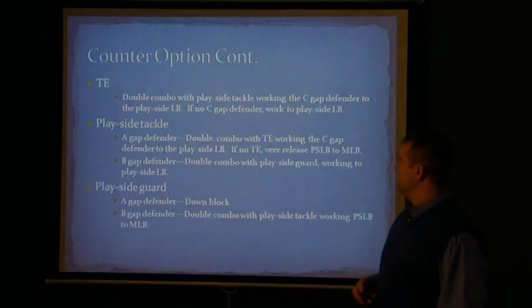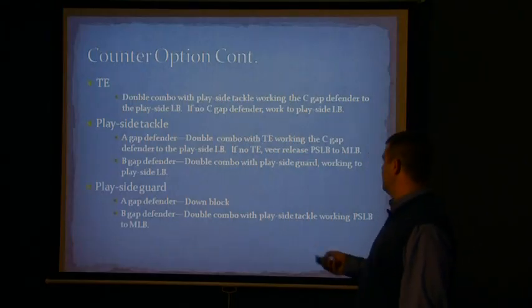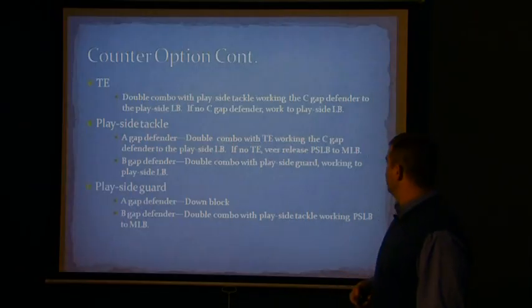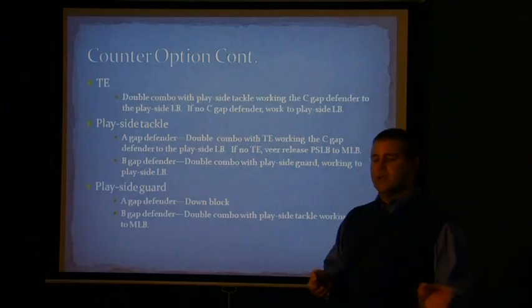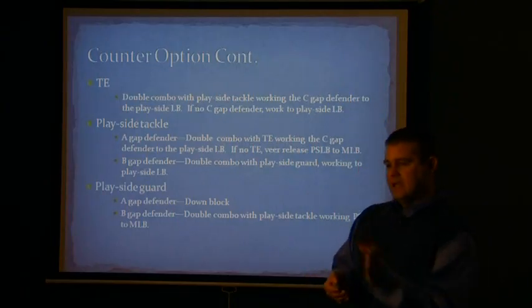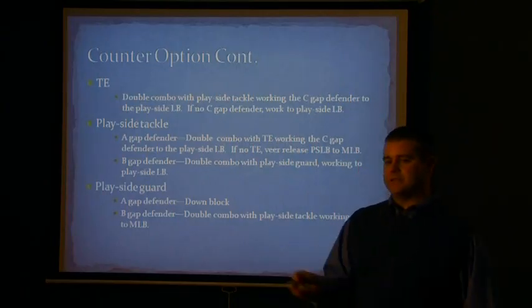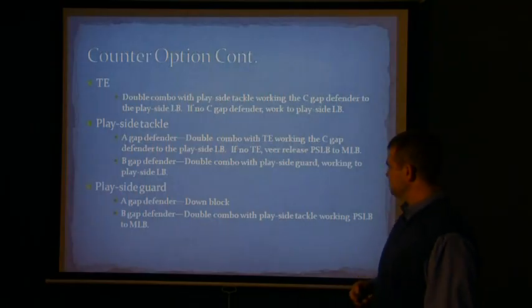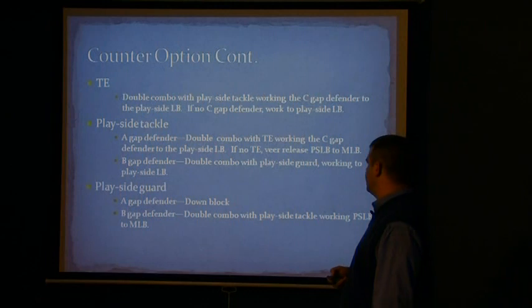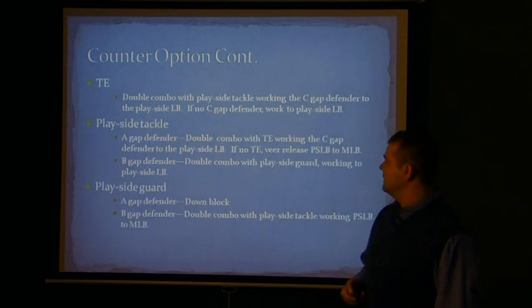Play side tackle, again, if you have an A-gap defender, we'll double combo with the tight end. If no tight end, then we're going to veer release this guy, because in a 4 down, we want to veer release this guy and the defensive end, because that's who the pulling guard is going to log. So very important. If we have a B-gap defender, we'll double that guy and work to the play side linebacker.